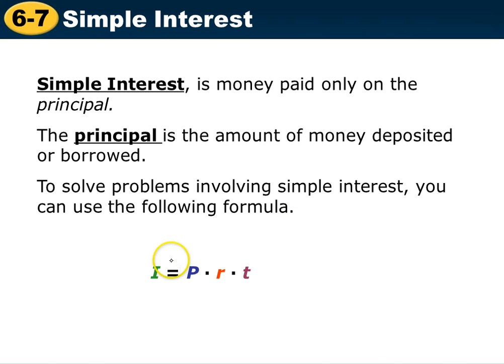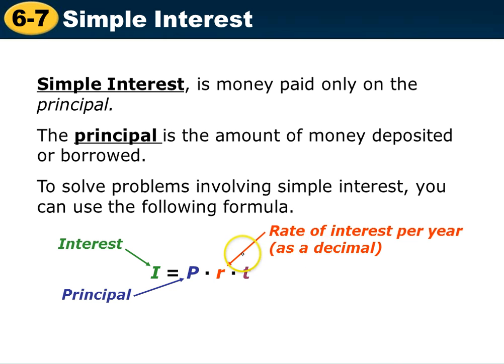It is I = PRT. To get the interest, you need to multiply the principal times the rate times the time. I is for interest, P is for principal. The interest rate is how much, for example, if it's a 3% interest. When you plug the 3% into the formula, you need to put it in as a decimal.